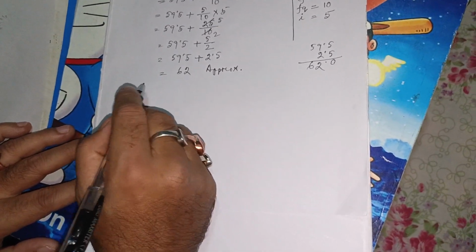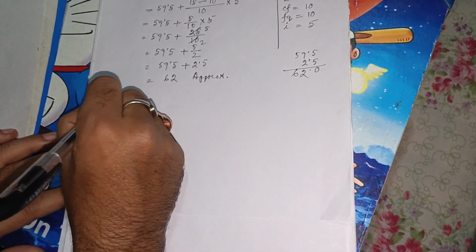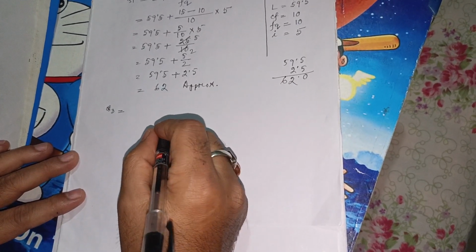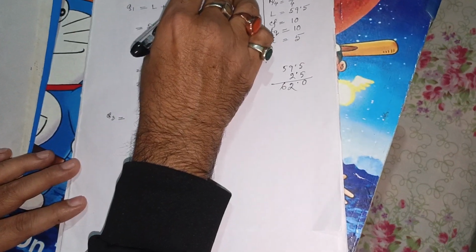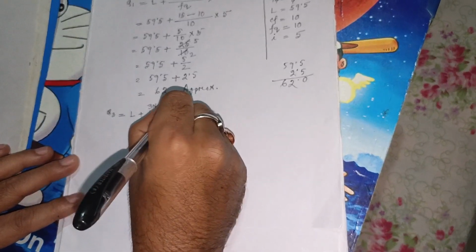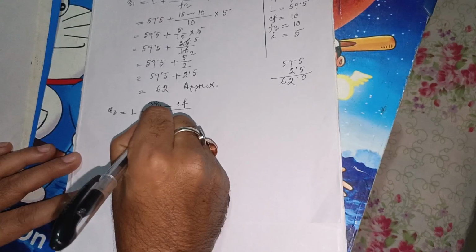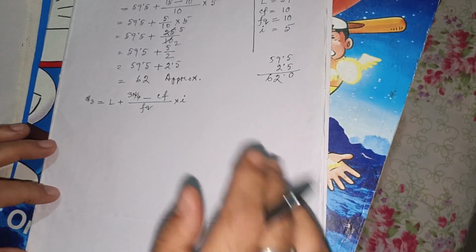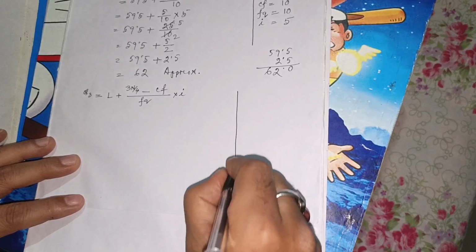Okay. So now let's calculate the third quartile, that is Q3. Q3 equals, again the formula you already know. So here we wrote the formula, is it not? Q3 equals L plus 3n by 4 minus CF divided by FQ into I. So this is the formula. Again, like the previous one, you write it here.